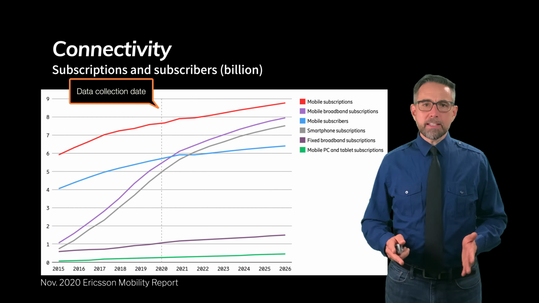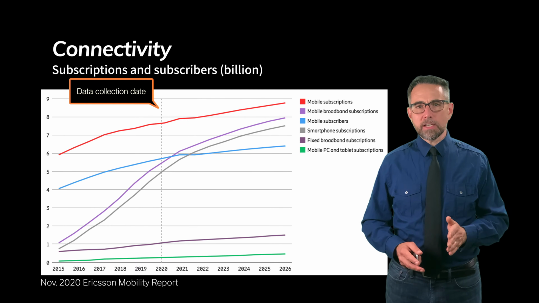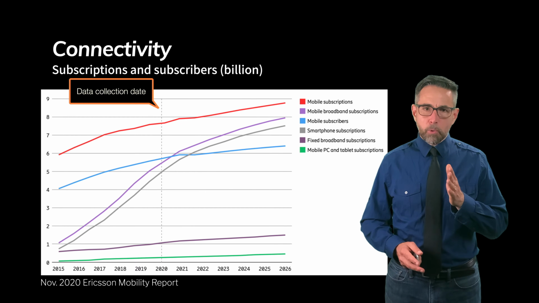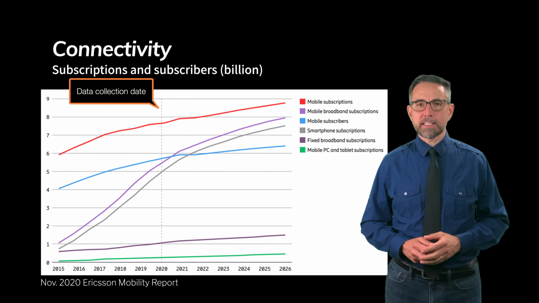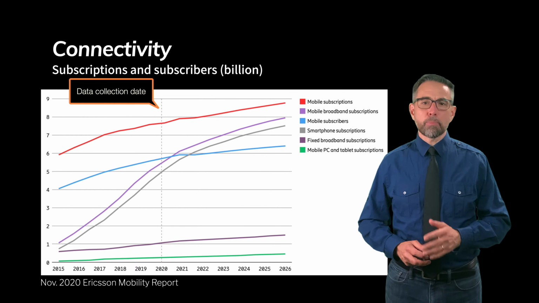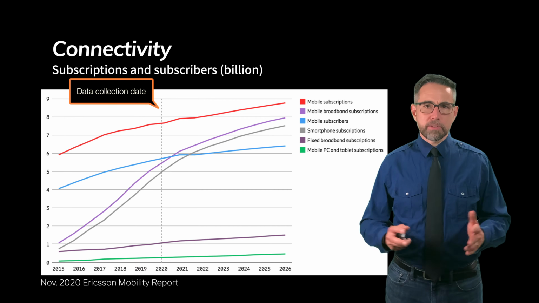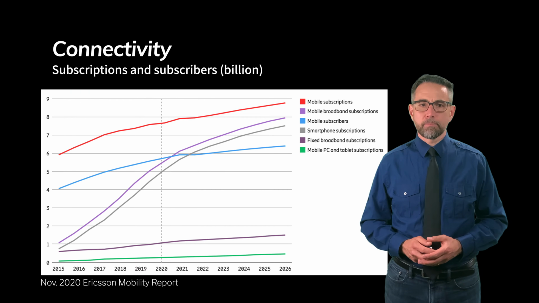As we look at this data, we can see that there's a data collection date for when this report was written, and to the left of that is the data that's collected previously. And to the right are predictions about where the industry is going to be going.